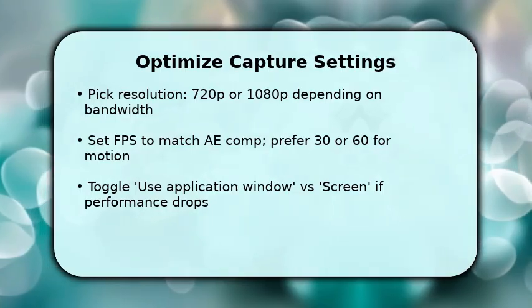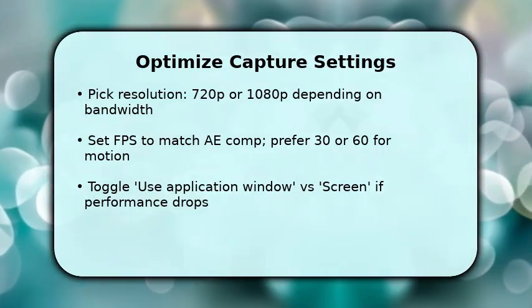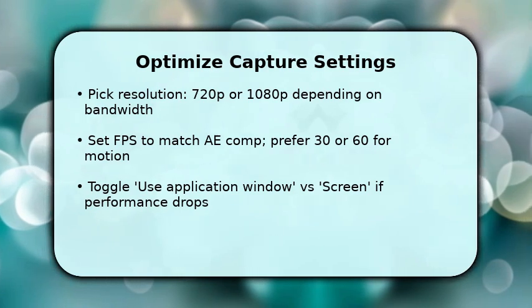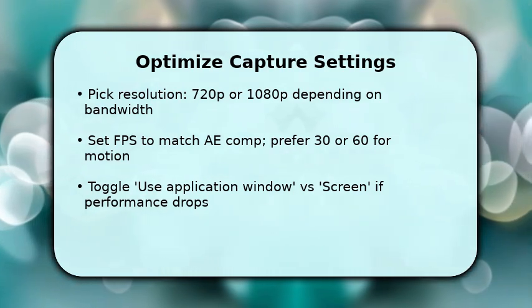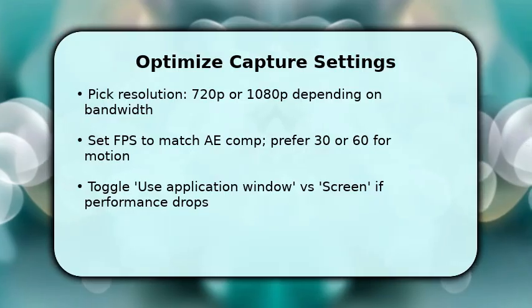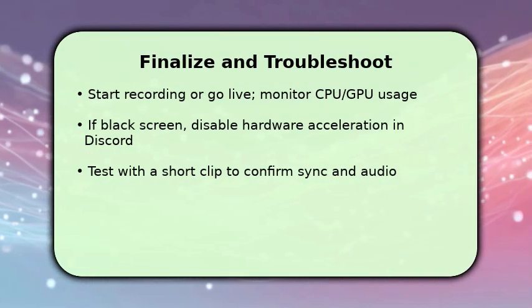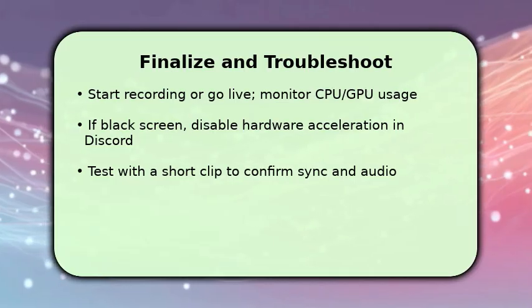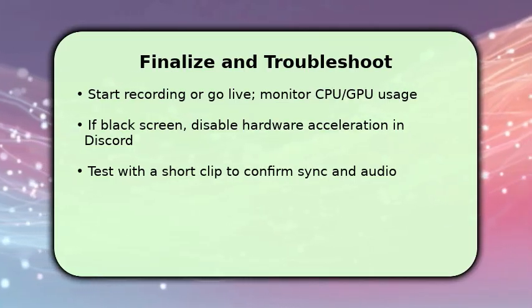If performance suffers, switch from capturing the app window to the full screen or vice versa. That often stabilizes GPU handoff and reduces frame loss. Finish by starting your stream or recording and watch system utilization so you don't overload the CPU or GPU.